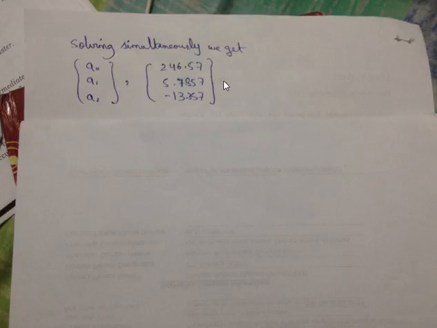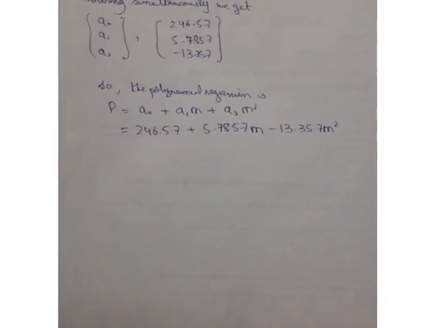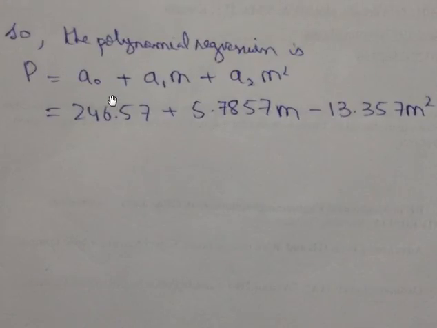And these are the values obtained: 246, 5.7857, and 13.37. So the polynomial regression is something like this. P is equal to a0, which is 246, plus a1, which is 5.76, and minus 13.357 k square.